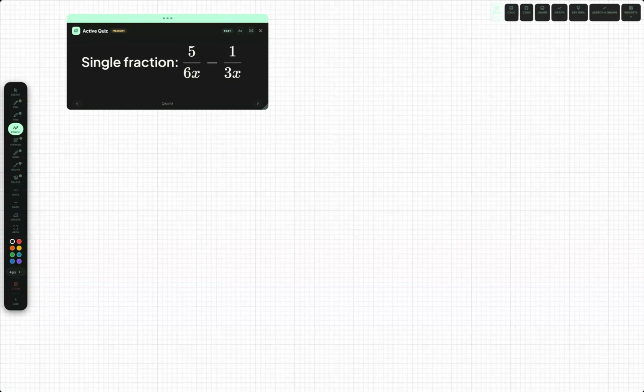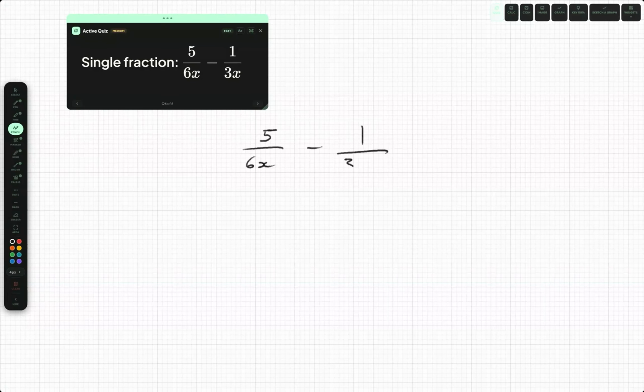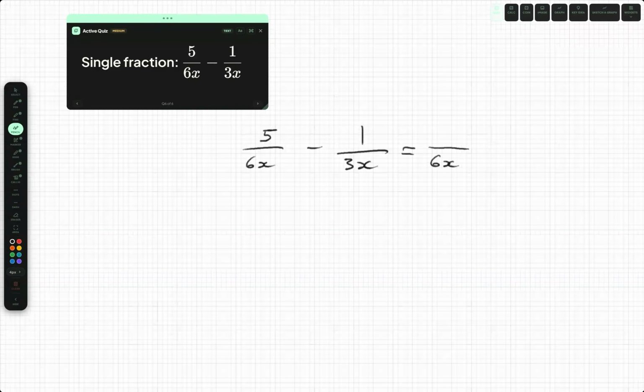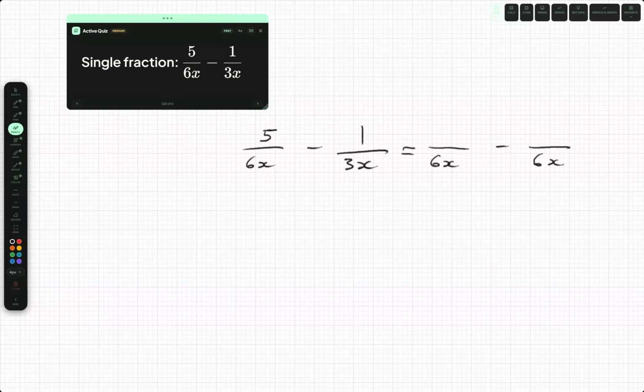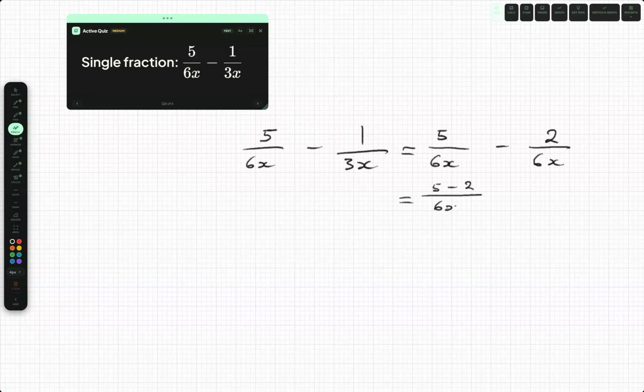Alright, last one. So we have 5 over 6x minus 1 over 3x. Right. The lowest common multiple here will just be 6x, minus something over 6x. Because the first fraction is already over 6x, we just leave it the same. What we have to do now is figure out what we've done to the 3x, which means we multiplied it by 2 and apply it to the numerator, and we get 1 times 2, which is 2. So we're left with 5 minus 2 all over 6x.